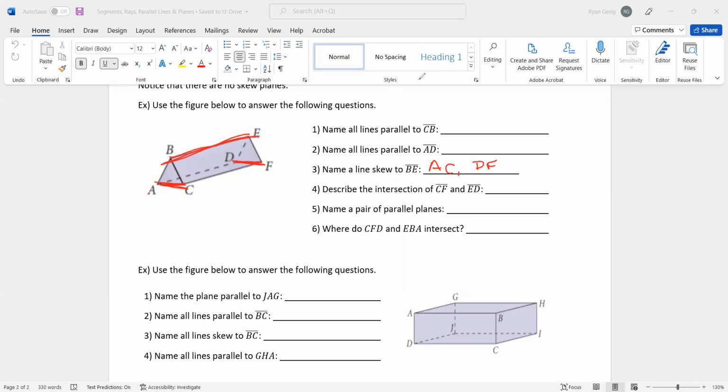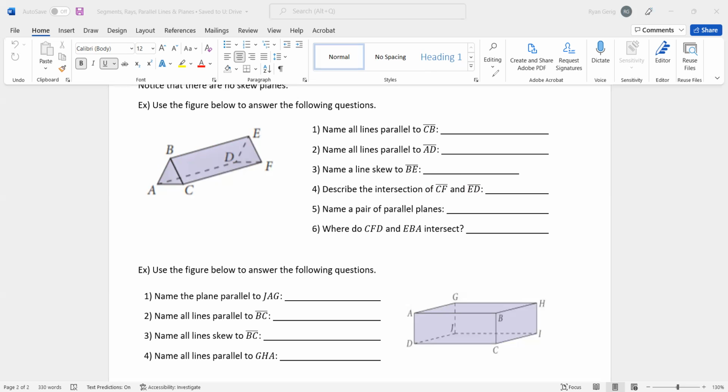Okay. All right. Describe the intersection of CF and ED. So remember, 2 letters names a line. If I have 2 lines that meet, they intersect at a point. If they don't intersect, they could be skew or parallel. So now we've got a little more options here.